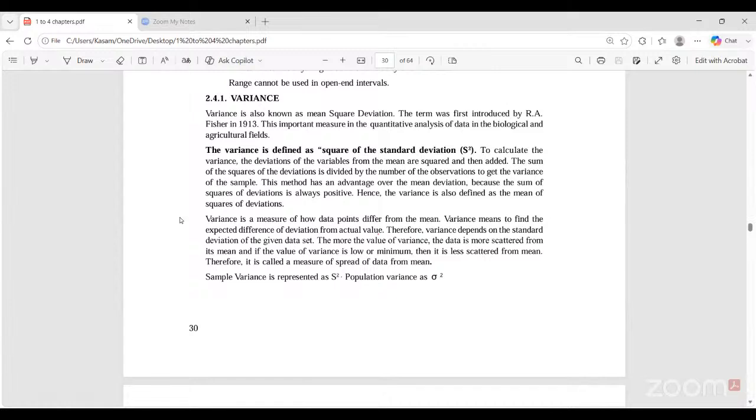Variance is a measure of how data points differ from the mean. Variance means finding the expected difference of the actual values from the mean. Variance depends on the standard deviation of the data set. The higher the variance, the more scattered the data is from the mean; the lower the variance, the less scattered from the mean. Therefore, it is called the spread about the mean.